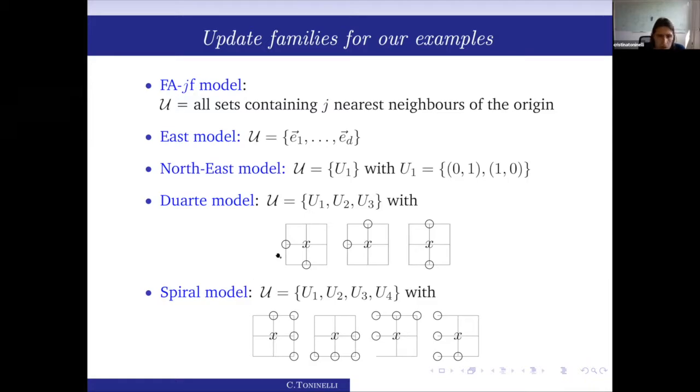Then you can see that the last two models can be rephrased by this choice of the update family. In the case of the Duarte model, I want at least two empty neighbors among the north, south, and left, and so these are the three sets in the update family. One of them should be empty, at least one of them, in order to perform the move.